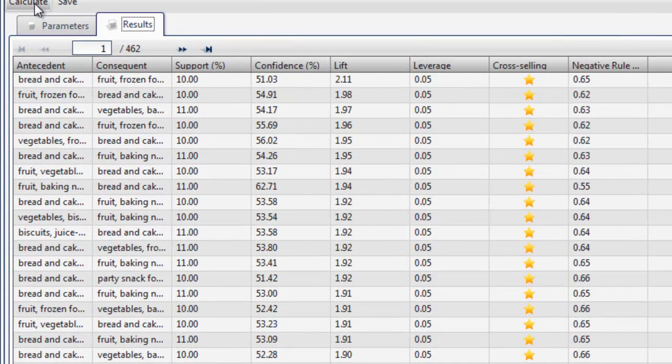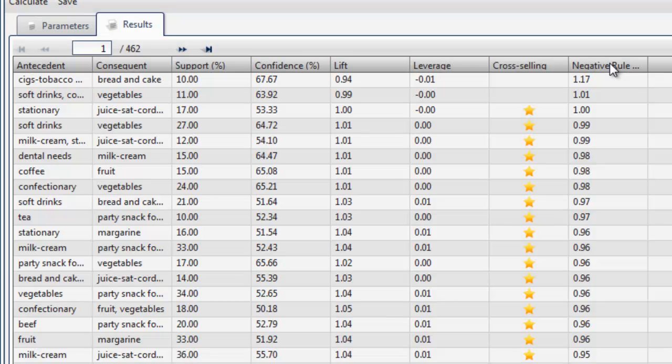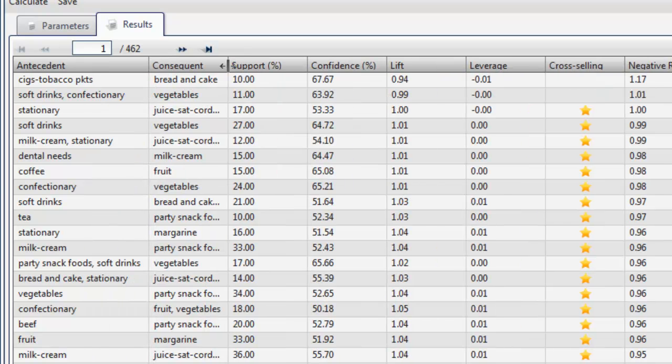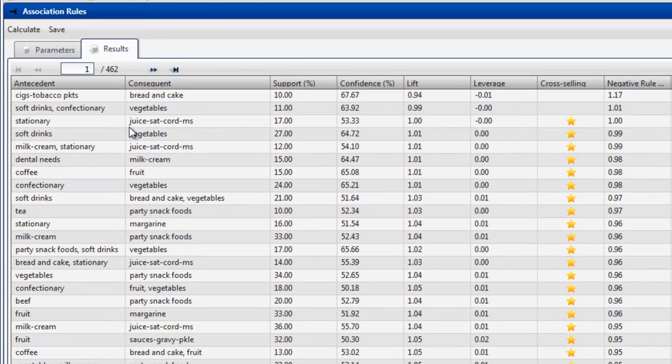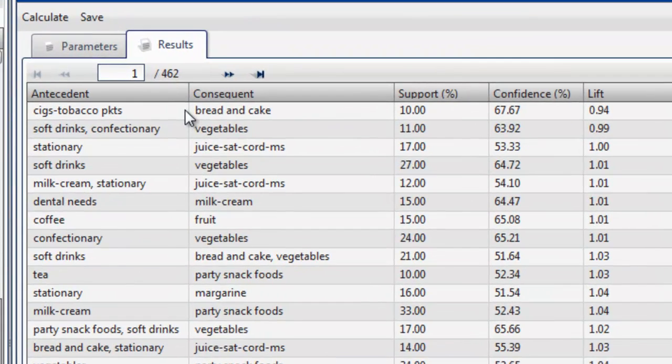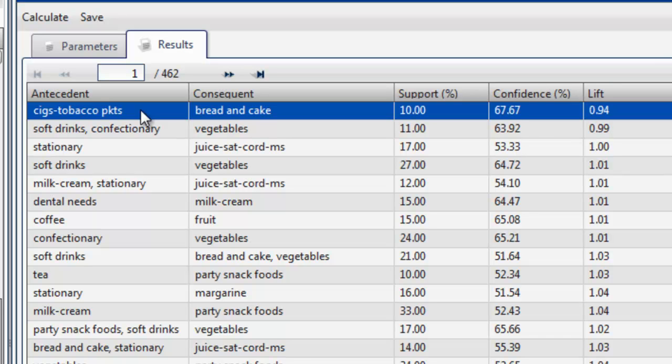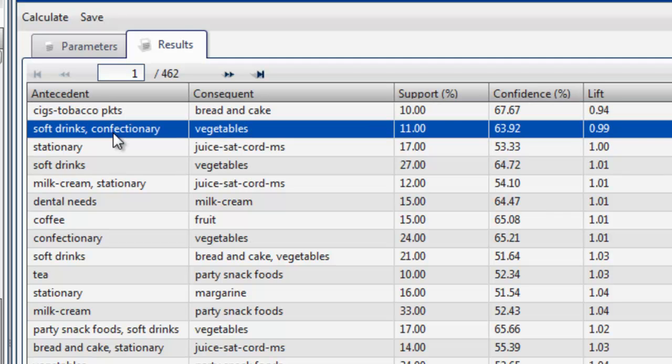Okay, so I have my results again, but this time I'm going to organize by the negative rule lift. And here we see something very interesting. The top two products here, you can see that it says there's no opportunity for cross-selling. But however, if we reverse the association rule, that's to say that when people are buying cigarettes and tobacco, they are not buying bread and cake. Or when people are buying soft drinks and confectionery, they're not buying vegetables.